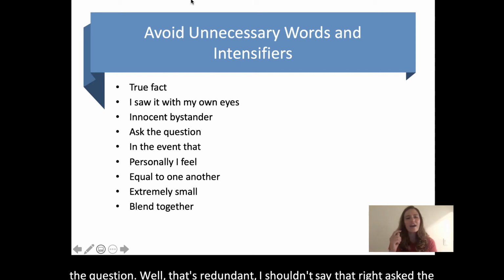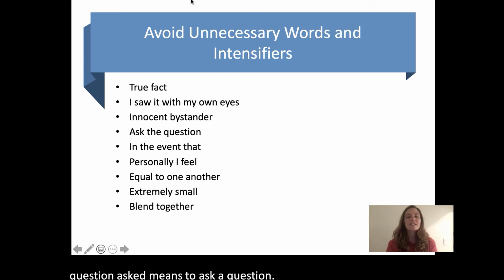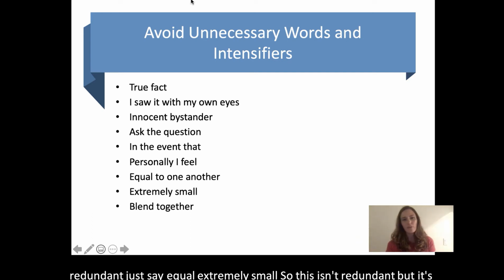In the event that, just get rid of that altogether. Personally, I feel, that's the definition of personal, right? How you feel. Equal to one another. It's redundant, just say equal. Extremely small. So this isn't redundant, but it's what's called an intensifier. Extremely small. Small is not a particularly vivid word. Extremely is not a particularly vivid word.